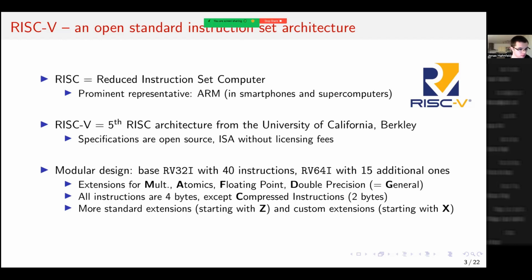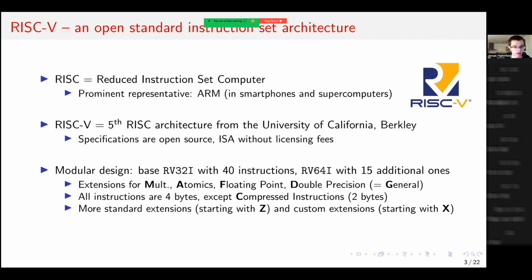As is usual for RISC architectures, all instructions have the same length, in this case 4 bytes, except the compressed instructions, which are yet another extension of the ISA. Those compressed instructions are only 2 bytes, and they are trying to cover the most important cases of instructions. So the most used instructions you can hopefully express as compressed instructions and then save code size. That's the idea. But that's only the tip of the iceberg.